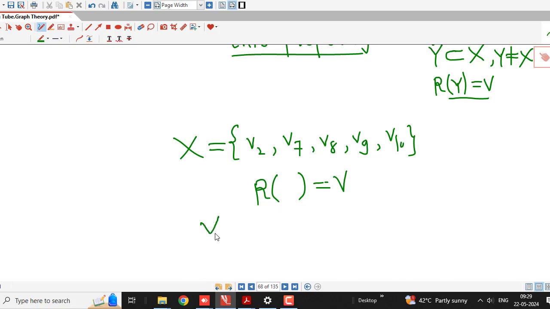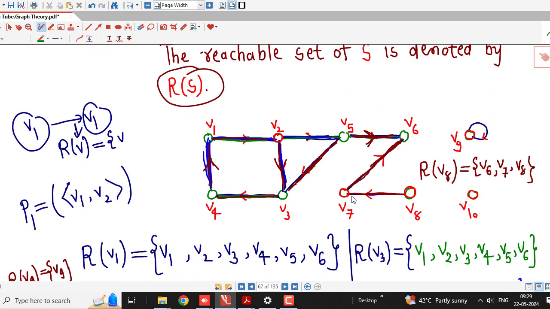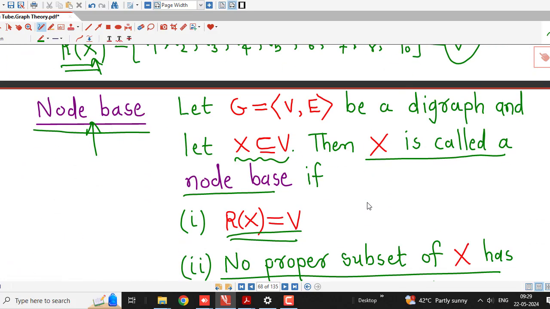So suppose I consider capital Y equal to, here we observe that we have taken V7 and V8 and V7 is reachable from V8.